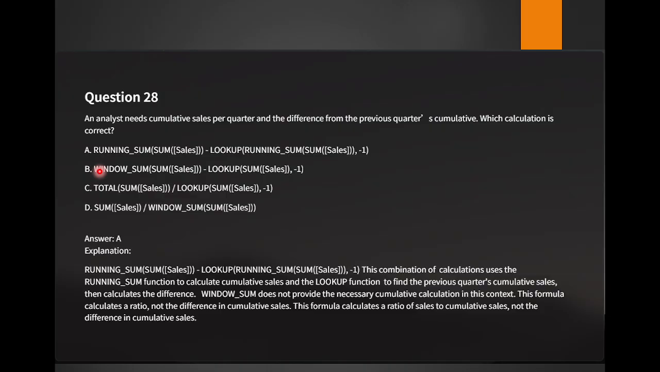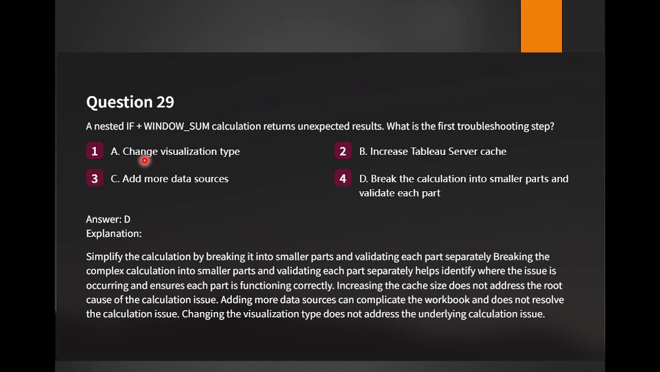Window sum function will not give the necessary cumulative calculation in this context. This one is the total divided by lookup, a ratio, not the difference. It's the ratio, it's not the difference between cumulative sales. Again the same, this formula calculates the ratio of sum of sales, not the actual cumulative sales. The option A is correct here. Moving to the next question.